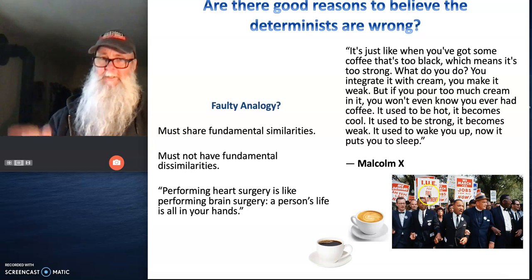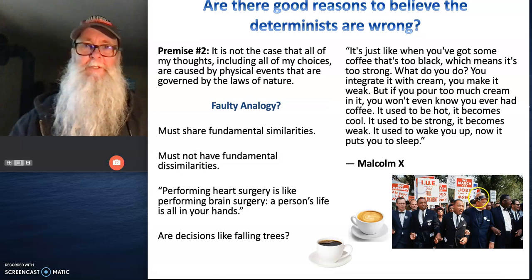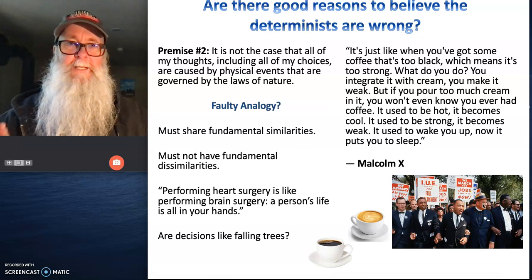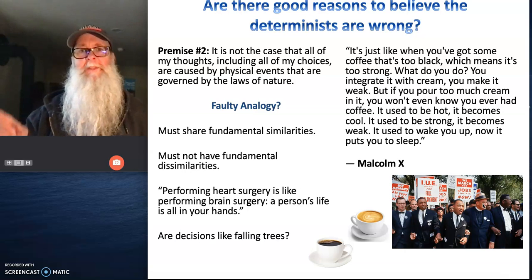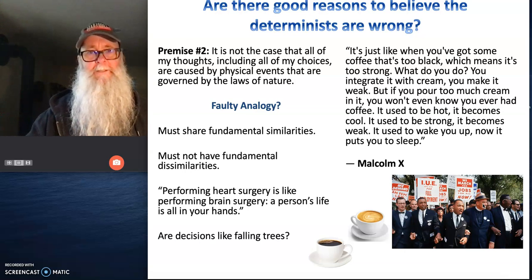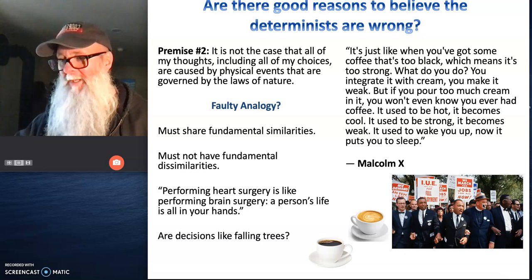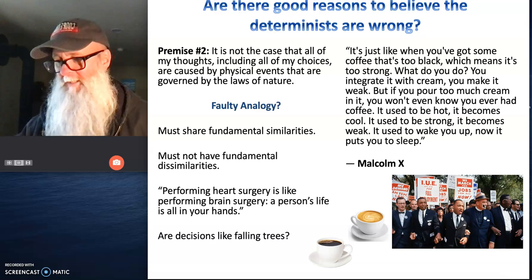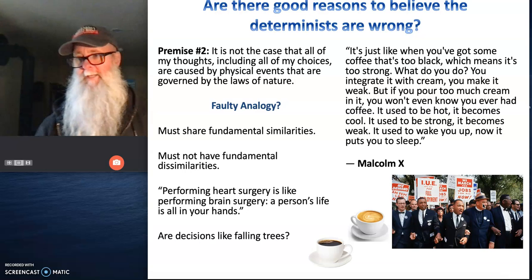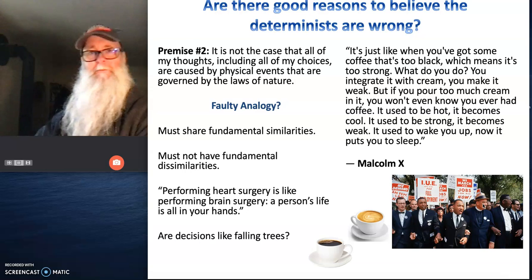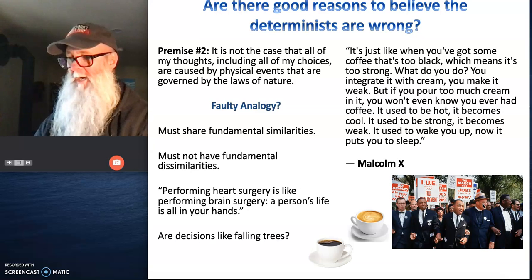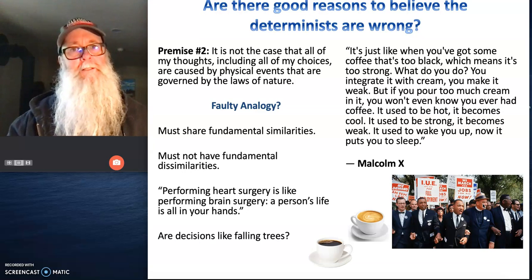Now, libertarians are going to point at premise number 2. And they're going to say, I think it's not the case that all of my thoughts, including all of my choices, are caused by physical events that are governed by the laws of nature, because I don't think that my thoughts are similar enough to things like falling trees and other physical events to say that what must be true for trees or cars or rocks is also true for thoughts and choices.